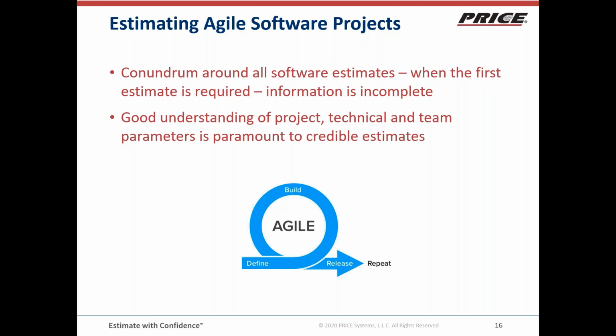So, estimating Agile software projects. So it's sort of a conundrum around all software estimates, that when your first estimate is required, information is incomplete. So I'm guessing everyone on the line did not have to hear me say that to know that. But it's important, whether the project is agile or not, that the estimating team has a good understanding of the project, both technical and team parameters. It's paramount to a credible estimate.